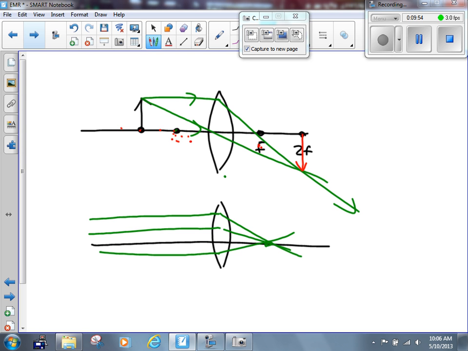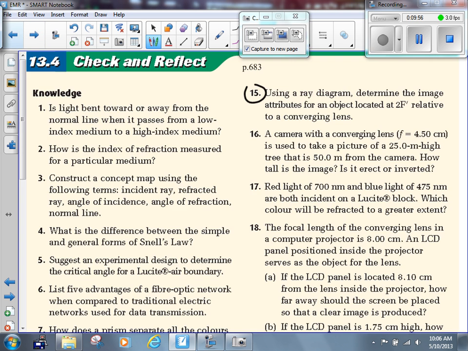Let's take a look at 17 now. 17 says red light of 700 nanometers and blue light of 475 nanometers are both incident on a lucite block. Which color will be refracted to a greater extent?